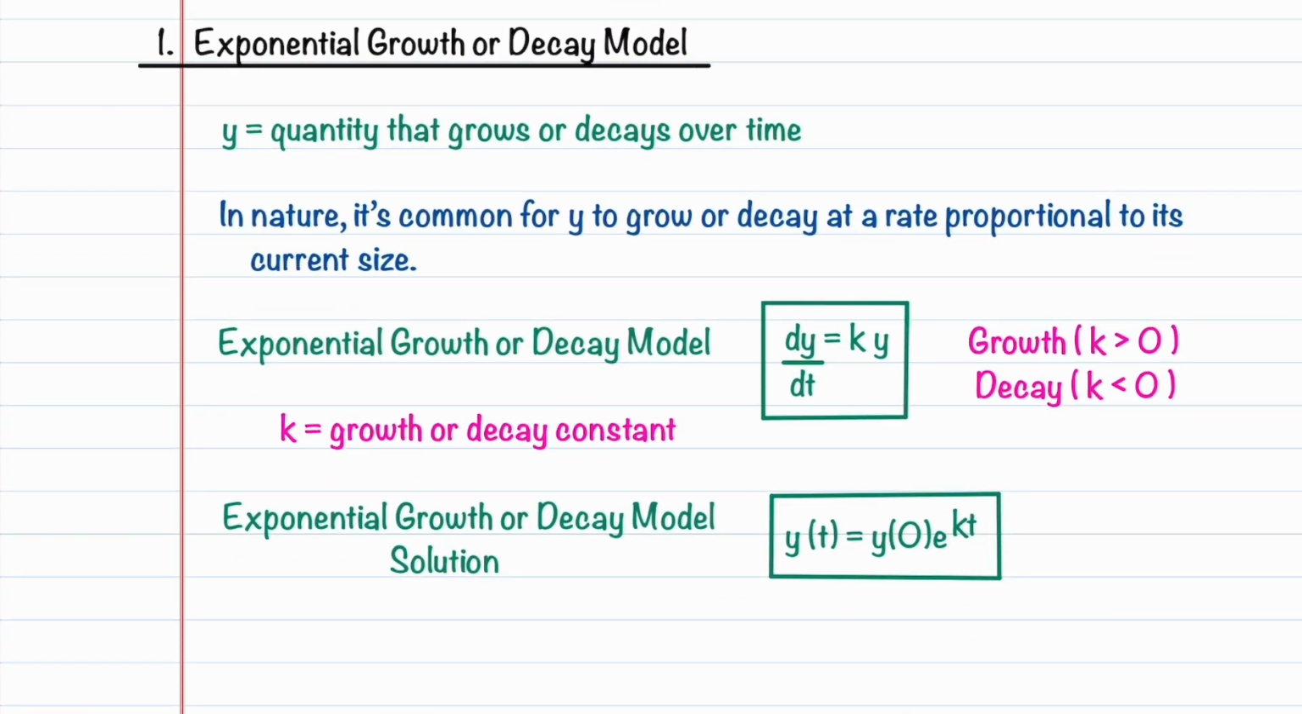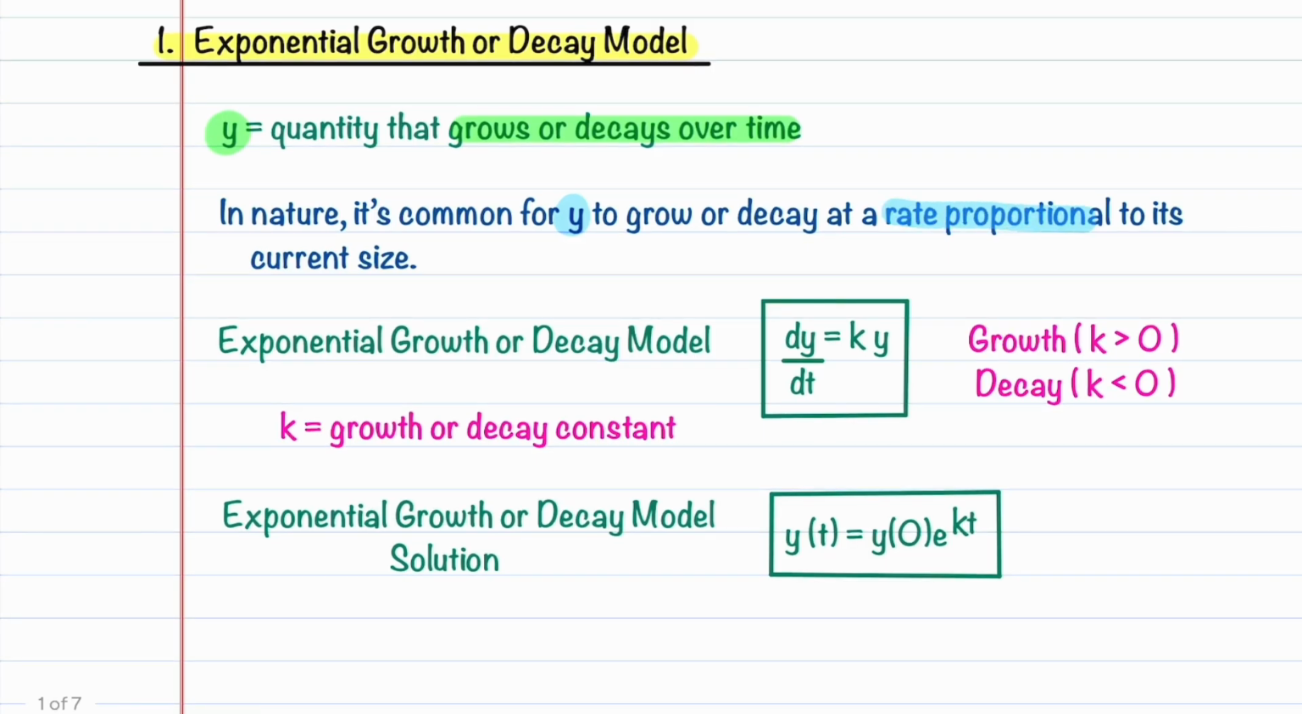Let's start by looking at the exponential growth and decay model. We're going to let y be a quantity that grows or decays over time. In nature, it's common for this quantity y to grow or decay at a rate proportional to its current size. This just means that the rate of change of y is equal to k times y. That's just a way of saying that it's proportional to y.